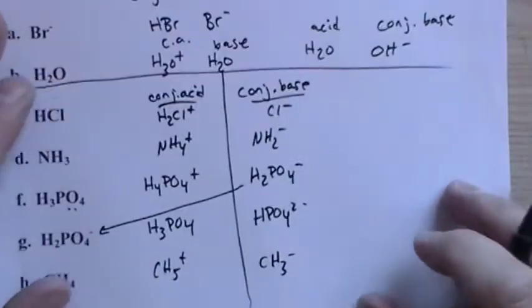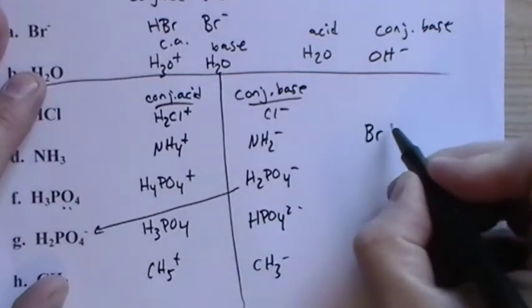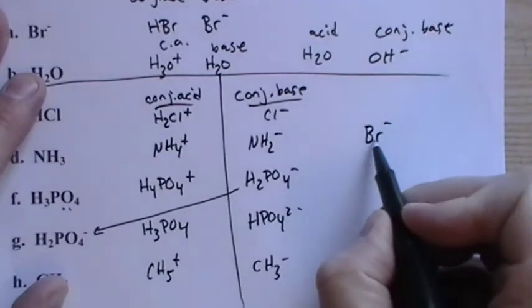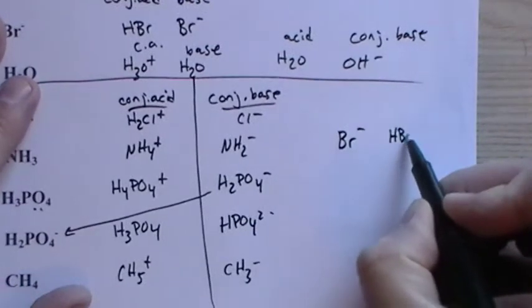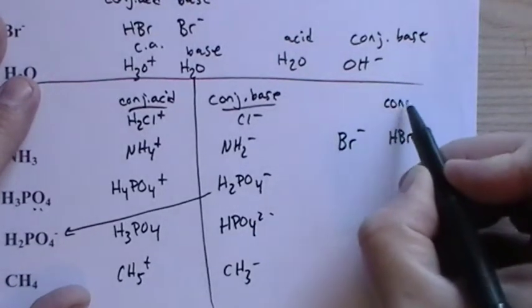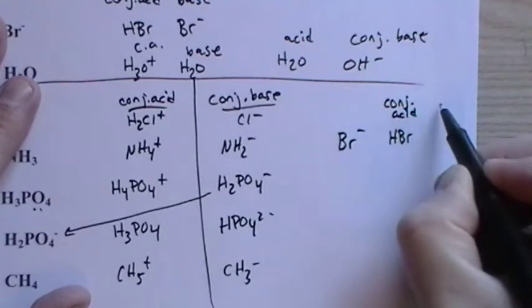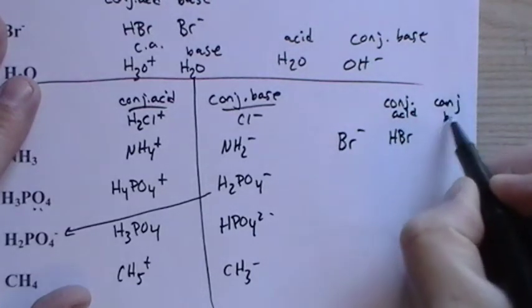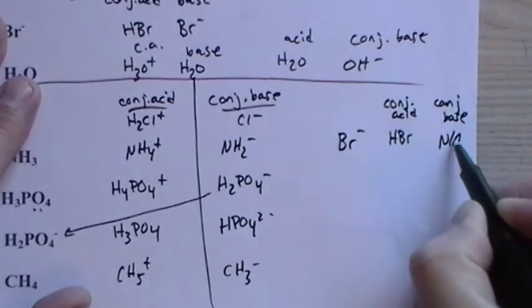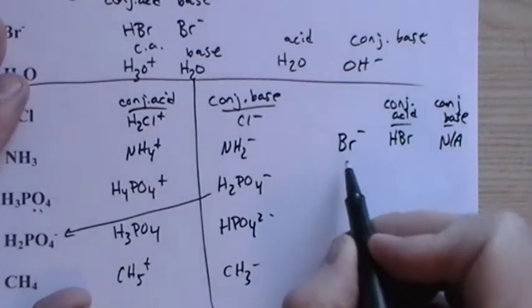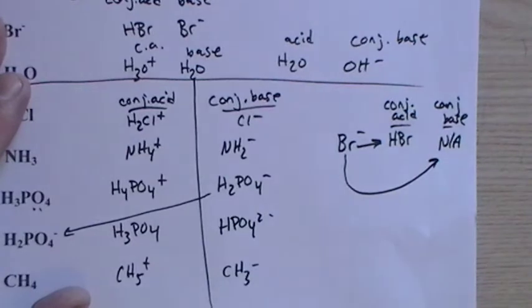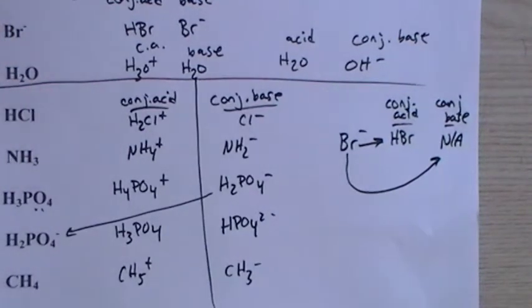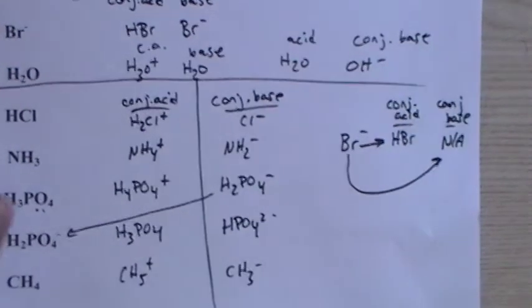Now, we'll go back to the Br-. I kind of skipped over this. Once you have this Br-, we can make the conjugate acid by adding H+ to it. So this is the conjugate acid. The conjugate base doesn't apply. A conjugate base means we have to take away an H+. So we can go to the conjugate acid, but trying to take Br- and making it into a conjugate base, we can't do it. We don't have any H+ left.